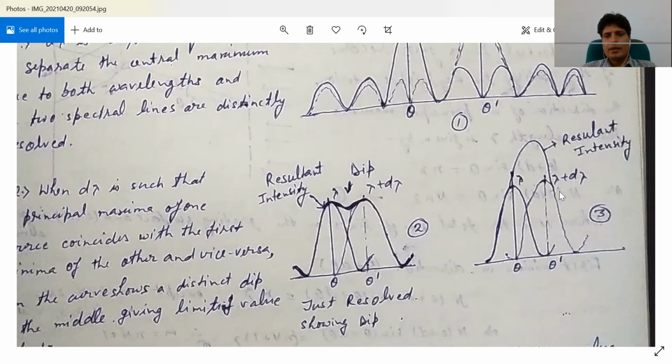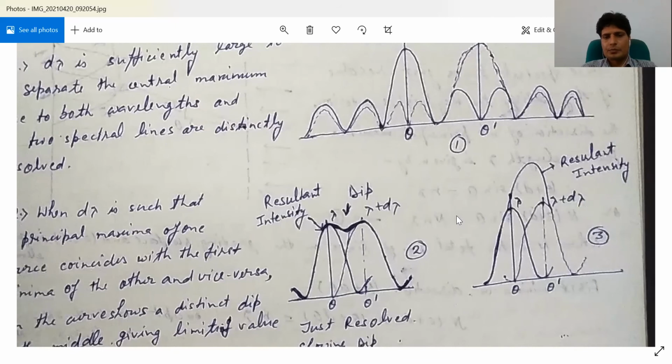But in figure number three, if the wavelength difference is smaller than the limiting value, then the two principal maxima show considerable overlapping. As shown in figure 3, the resultant intensity curve indicates no dip and appears as if it is a diffraction pattern of only one spectral line. Hence, under this condition, the two spectral lines are not resolved.